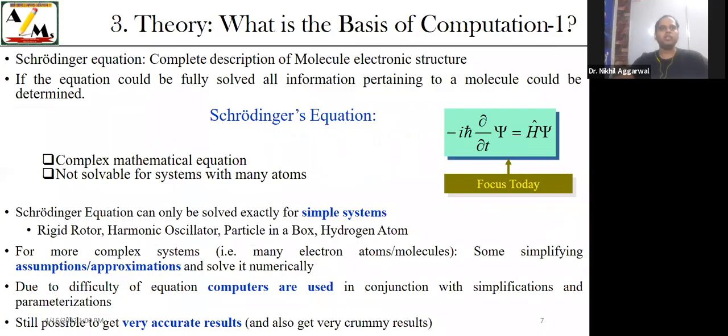I'll not go into too much of the theory part of this quantum mechanical equation. Under quantum mechanical calculation, as I already said, it relies on solving the Schrodinger equation for any big or small molecular system. It's a pretty complex equation, and solving it is a very cumbersome task.